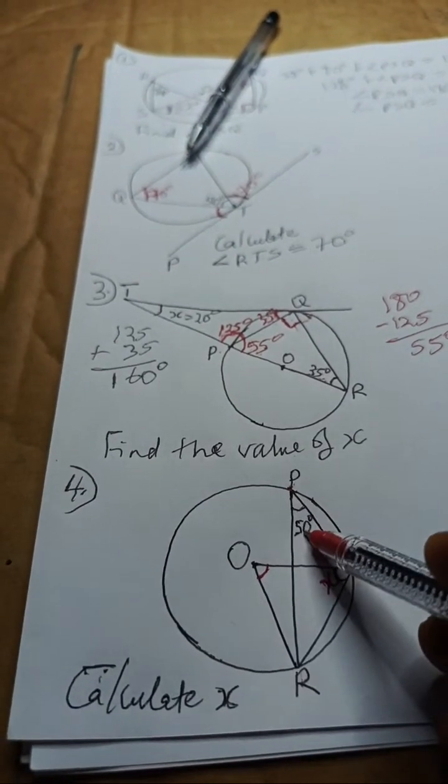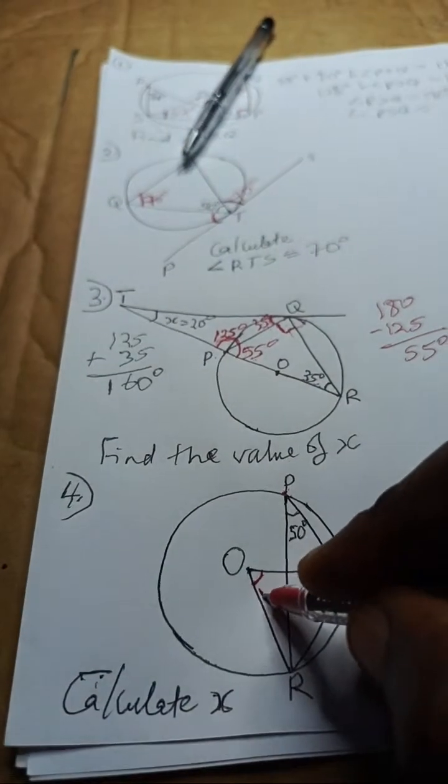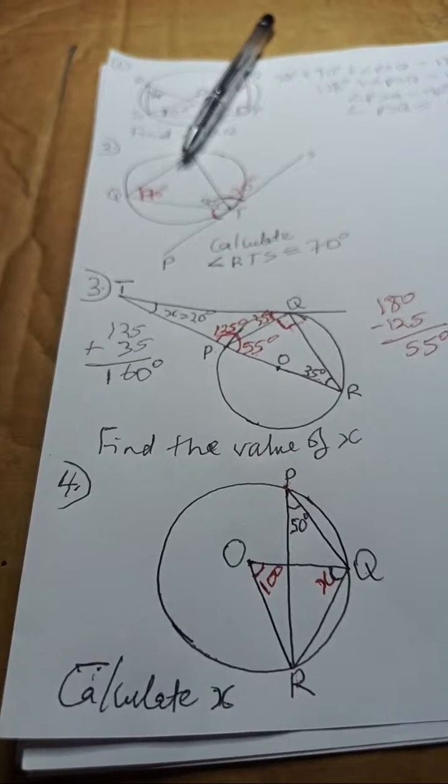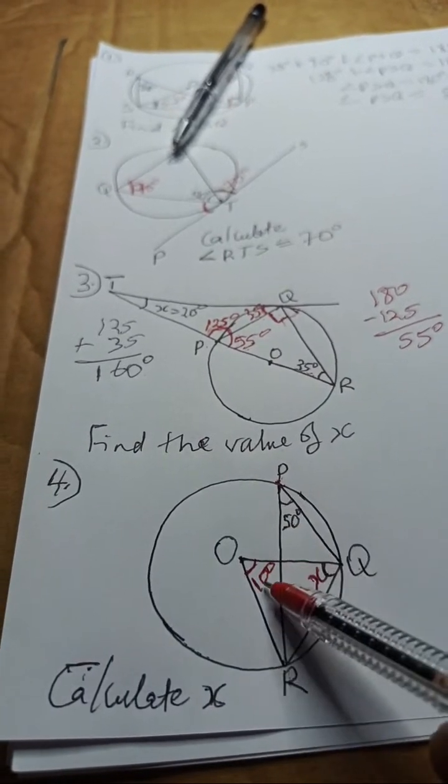You double this, you get 100. So it means the angle here is 100. Thank you, Amita Palmer. You are very good. I enjoyed that. So this is 100.